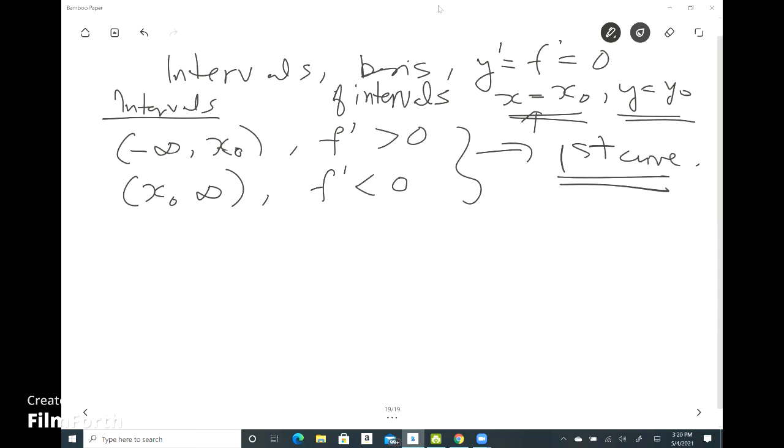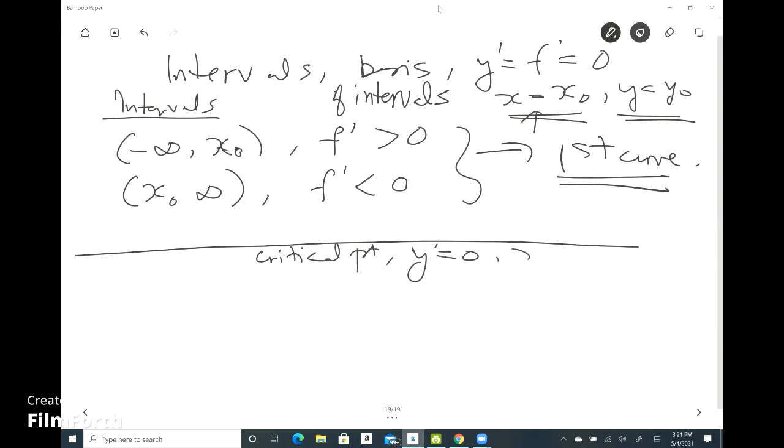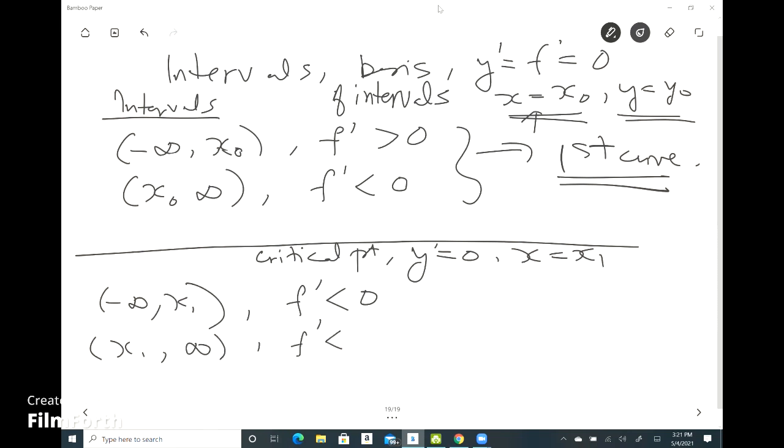Now for the second curve, again you have the critical point where y prime is equal to 0, which happens at x equal to x1. So you have two intervals: negative infinity to x1, where f prime over the interval is negative, and for the other interval on the right, x1 to infinity, f prime is positive. I'm sorry, negative, then positive.